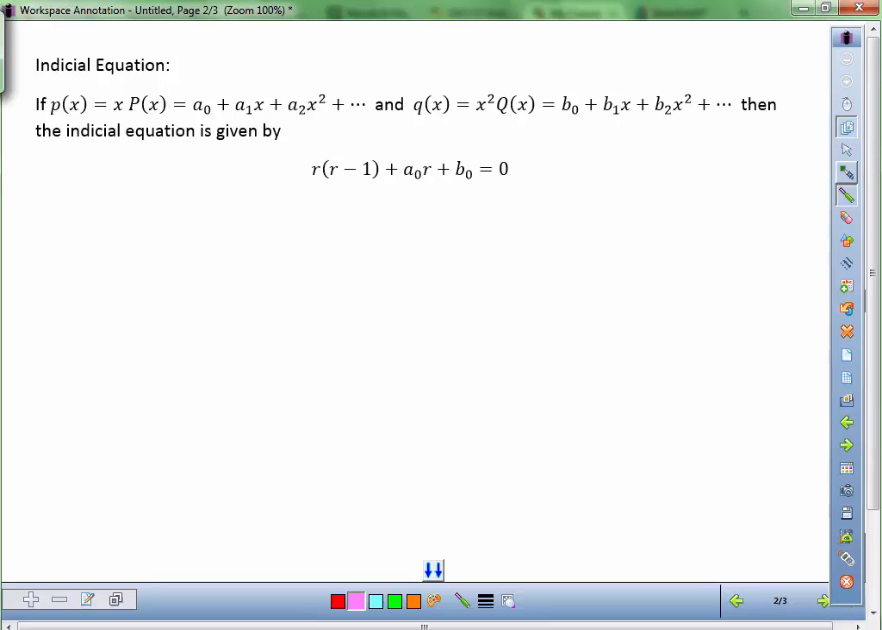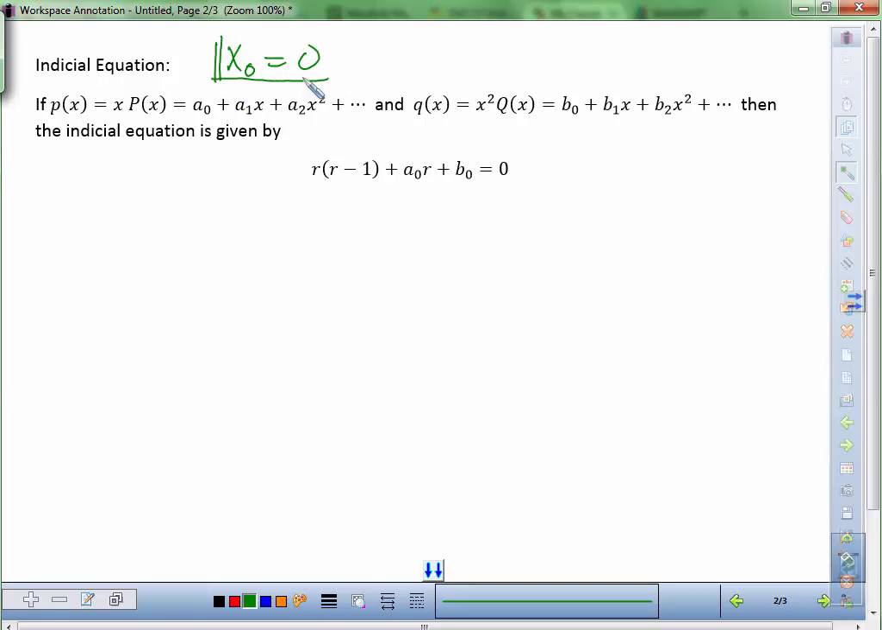For this time and for the rest of our discussion, we probably should have just kept x naught equals 0, since that's all we're going to consider anyway. So instead of looking at x minus x naught, we're just going to look at x minus 0, which is just x, as our point, or x equal to 0 as our center point.